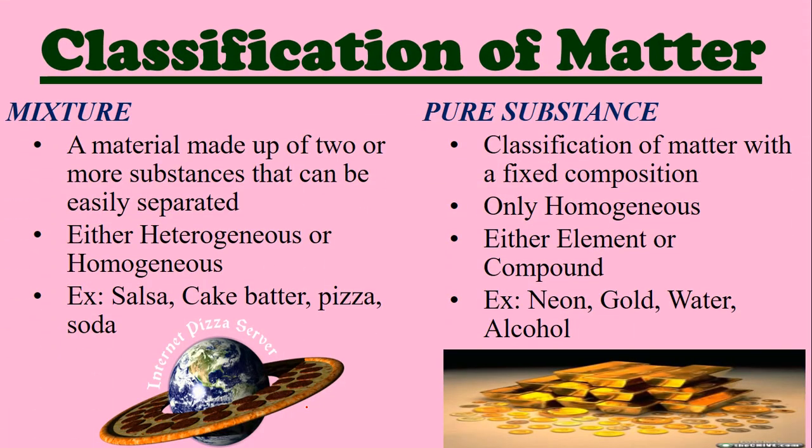So classification of matter, when we look at matter, we can have two types and two classifications. Two classifications are mixtures and pure substances. Mixtures are materials that are made up of two or more substances that can be easily separated. They're either heterogeneous or homogeneous. It just depends on what they are.